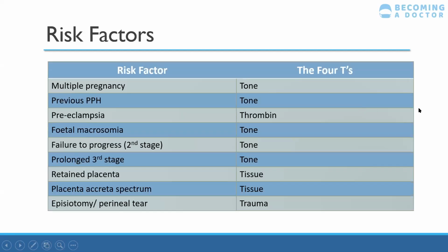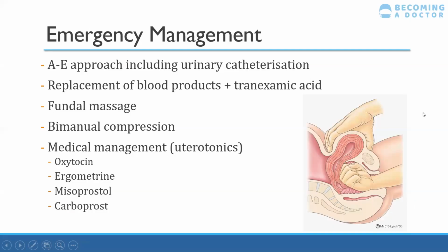These are the main risk factors, and these are one of the 4 Ts that they're associated with. I won't go through all of those, you'll get these slides afterwards, so you'll be able to have a better look. So it's the same thing as APH really. With your emergency management, you need to think about your A to E approach and your massive obstetric hemorrhage call.